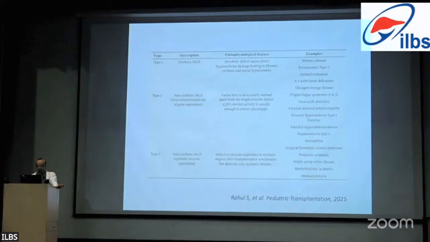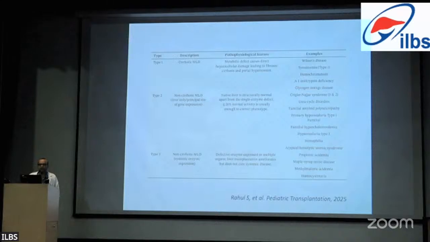Type 3 is non-cirrhotic metabolic liver disease with a systemic enzyme, where the defective enzyme is expressed in multiple organs, the liver being one of them. Liver transplantation ameliorates but does not cure the systemic disease. These include propionic aciduria, maple syrup urine disease, methylmalonic acidemia, and homocystinuria. Please pardon me, I'm trying to simplify it for myself.